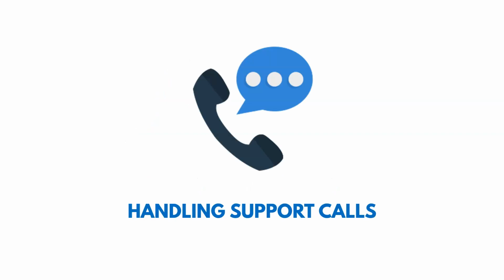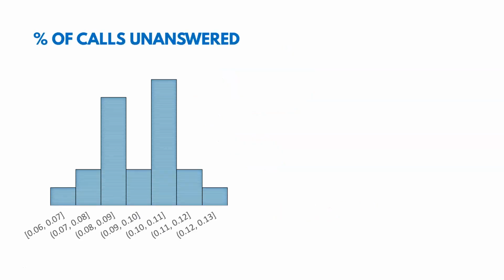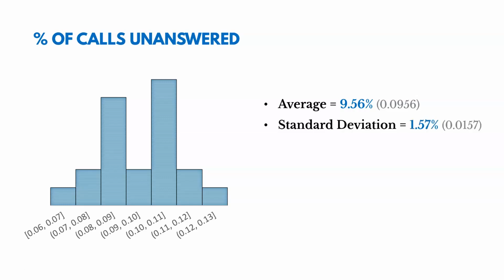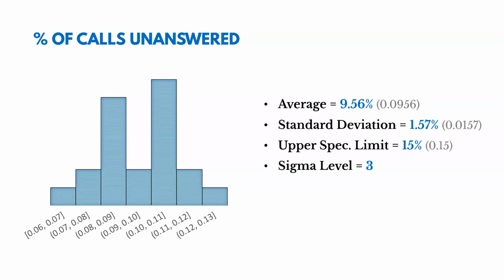Okay, let's take another process. Let's say we're handling customer support calls. And one key metric that we look at is the percentage of calls that go unanswered. When our customers call, we want to make sure that there's someone there to pick it up and hopefully resolve their issue on the first attempt. Okay, so let's say the average of the process is 9.5%. 9.5% of calls go unanswered. And the standard deviation is 1.5%. And then our upper specification limit is 15%.